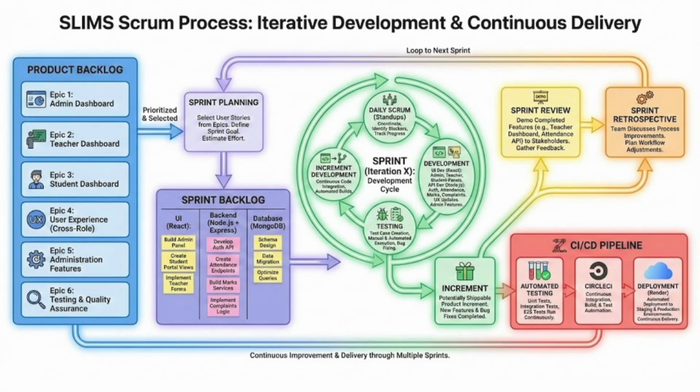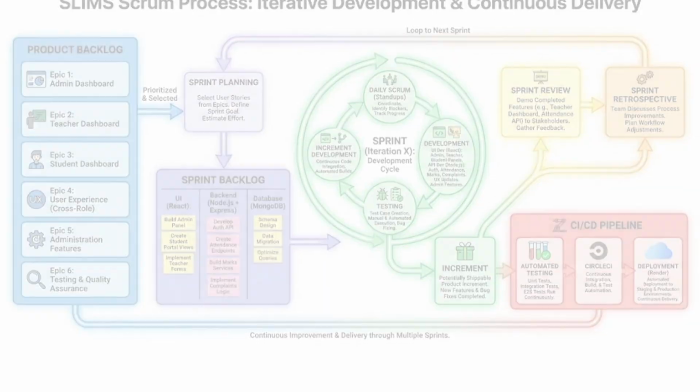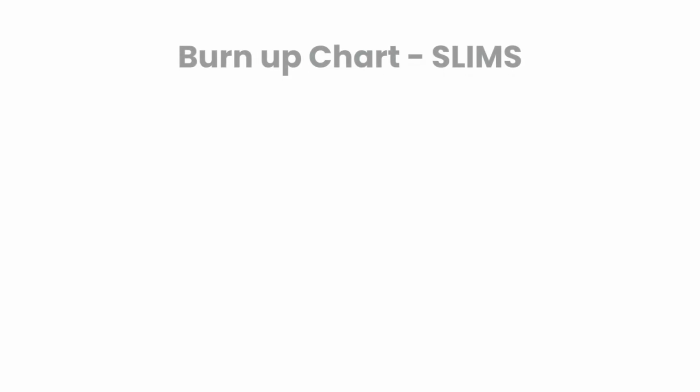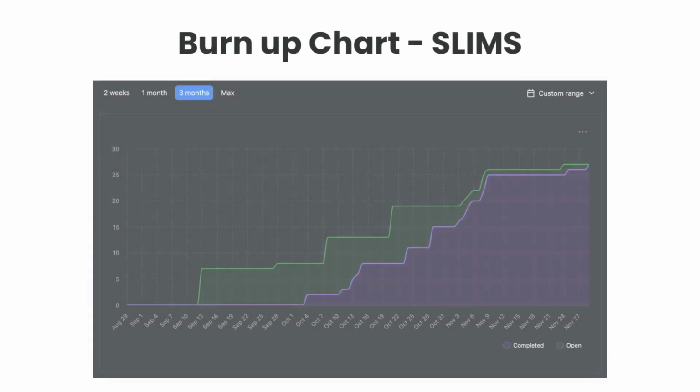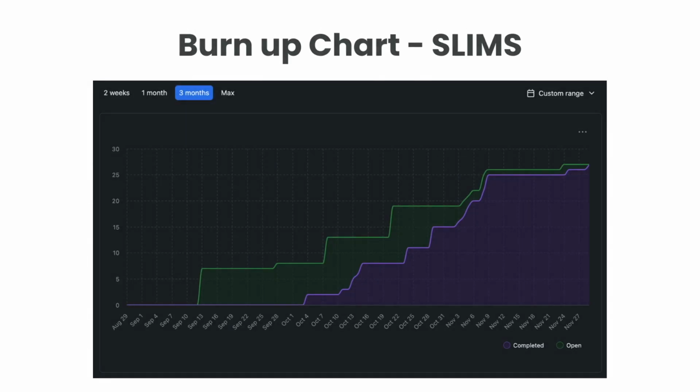Now we will see our Scrum summary, where we did iterative development with continuous delivery. As we had the 6 epics in our product backlog along with 28 user stories, 5 team members working along with 3 months of timeline where we used different Scrum events and Scrum artifacts to achieve our overall project goal. Next, we see our burn-up chart that tracks our progress over 3 months timeline, showing a steady completion of tasks against our goal scope.